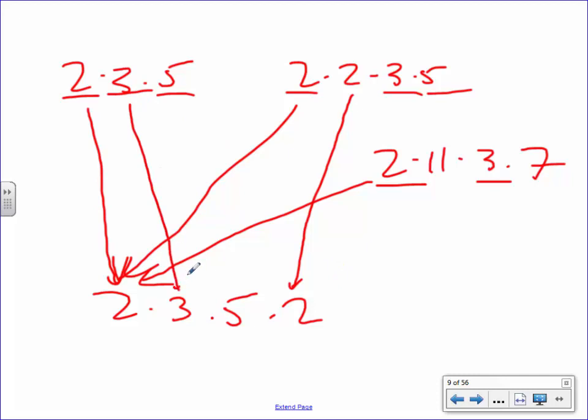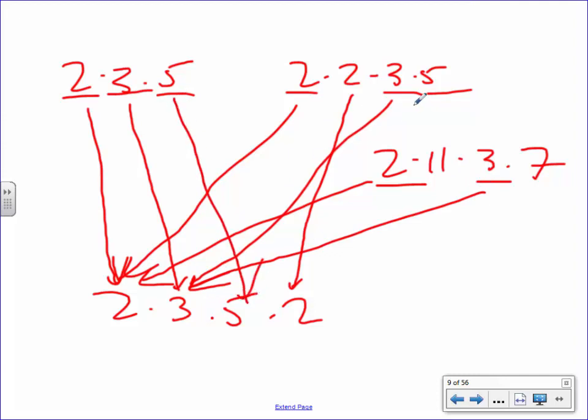This 3 right here came from this one, and this one. This 5 came from this one and this one. I'm also going to need to have an 11 and a 7. Whatever this is multiplied, there's your lowest common multiple. So it's actually a nifty trick.